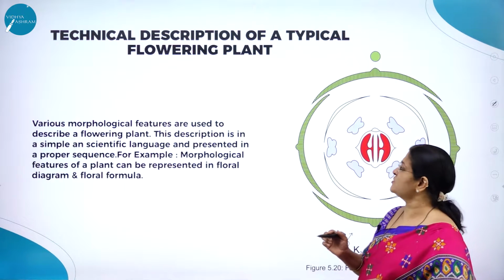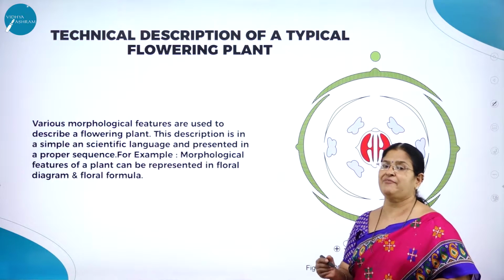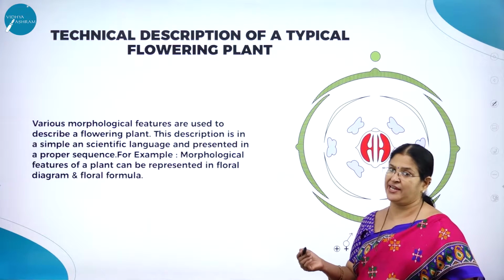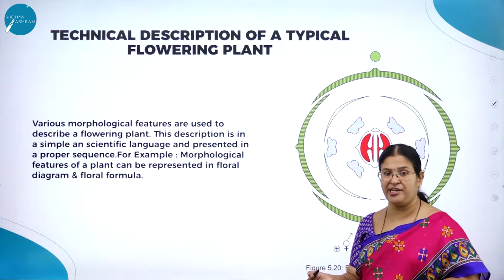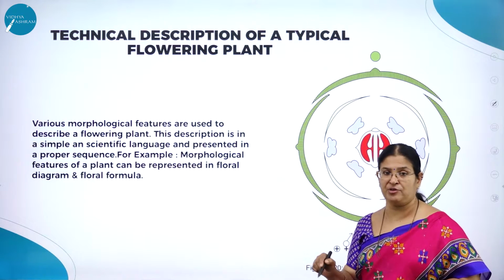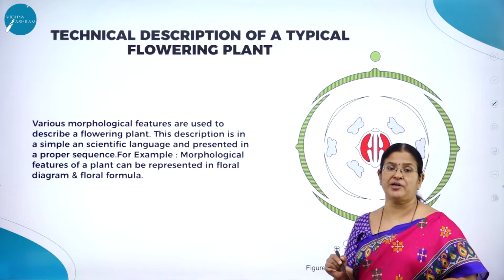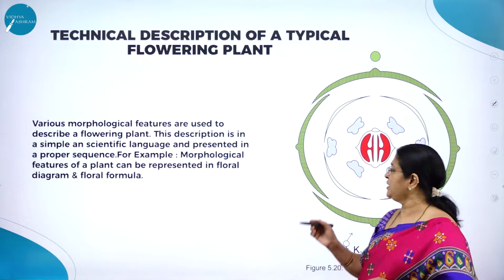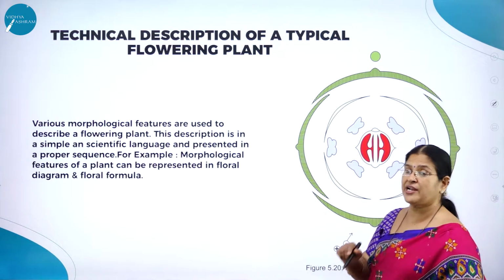So now let us understand the technical description of a typical flowering plant. Hope you remember when I was explaining about calyx K, corolla C, androecium A, gynoecium G, then superior ovary, inferior ovary. I said these are all term symbols, very important to write the floral formula, and this is nothing but called the floral diagram. How is the floral diagram drawn?